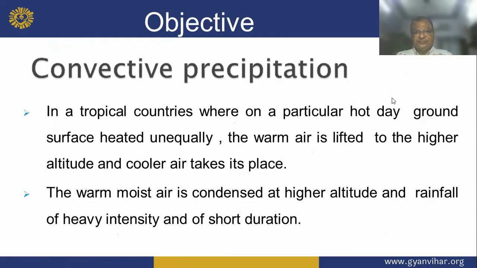Convective precipitation occurs in tropical countries. On a particularly hot day, the ground surface is heated unequally, the warm air is lifted to a higher altitude and cooler air takes its place. The warm moist air is condensed at the higher altitude, causing rainfall of heavy intensity and short duration.